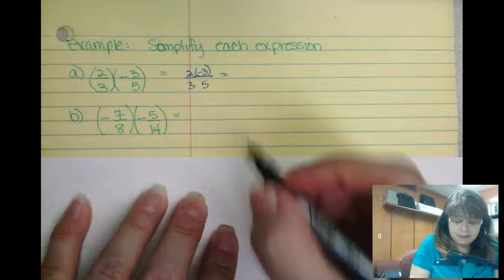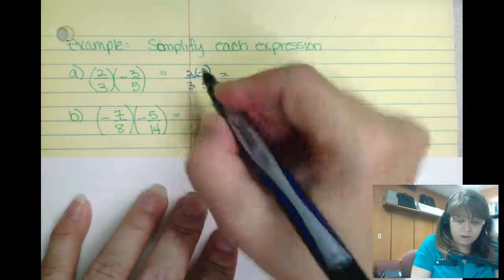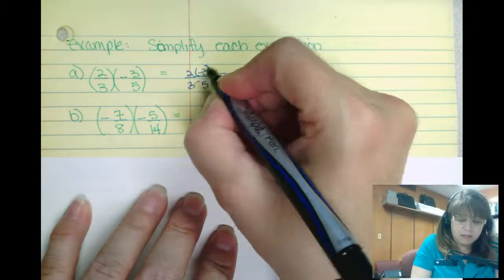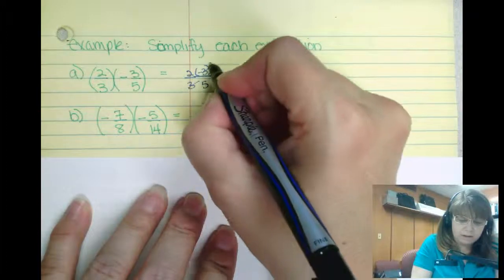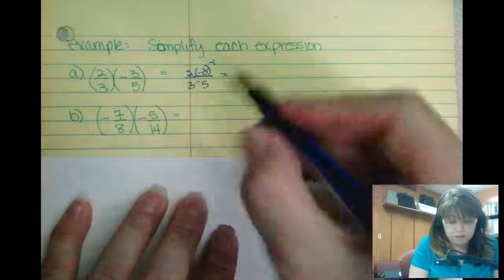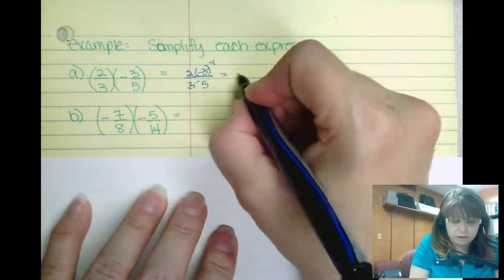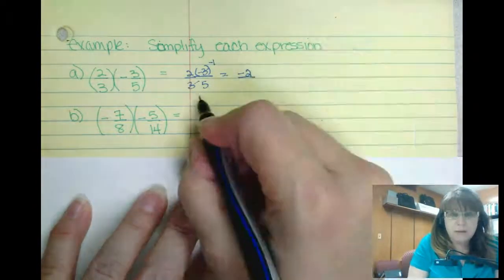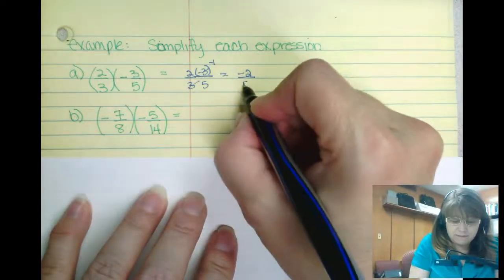And now I see that I have a -3/3, leaving me with a -1. Okay. Now I'm going to multiply the numerator. 2 times -1 is -2, and the denominator is 5.